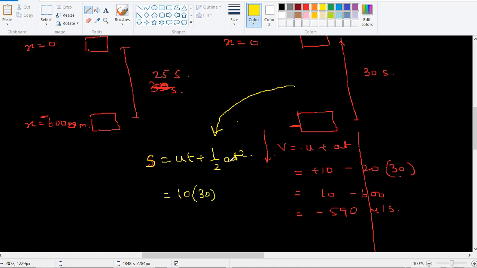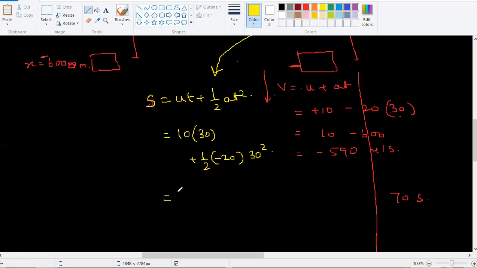Don't forget here it is positive, whereas here acceleration is negative. So plus 1 by 2, acceleration is minus 20. Time taken is 30 square. Anybody have the answer for this quickly? 900 minus 10, so 900. 900 into 10 will give me 9000. So this will be minus 8700. Minus 8,700.